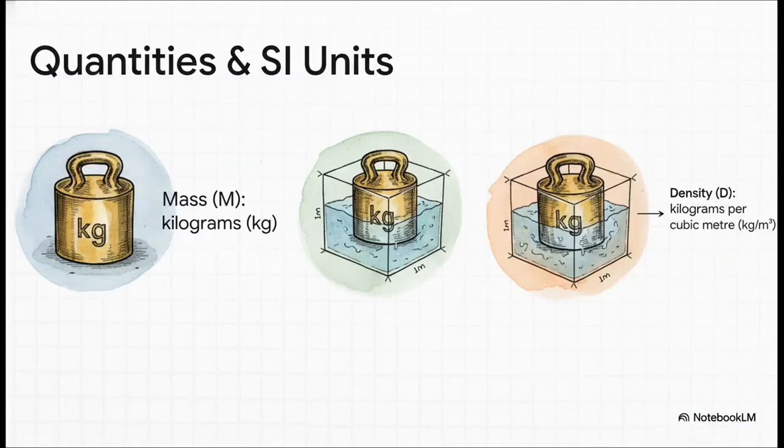Now, in physics, we have to be precise, and that means using the right units. So, D for density is measured in kilograms per cubic meter. M for mass is in kilograms, and V for volume is in cubic meters. These are the official international standard units, so we're all speaking the same scientific language.